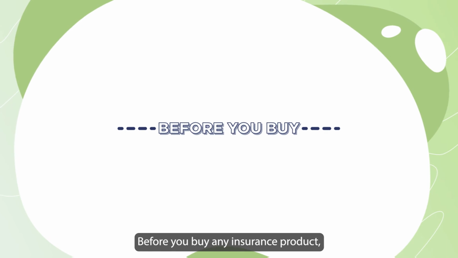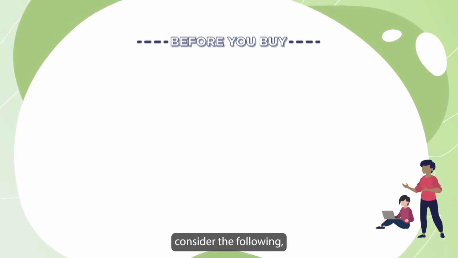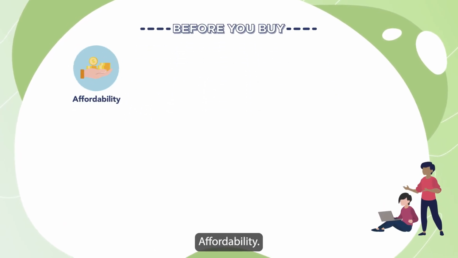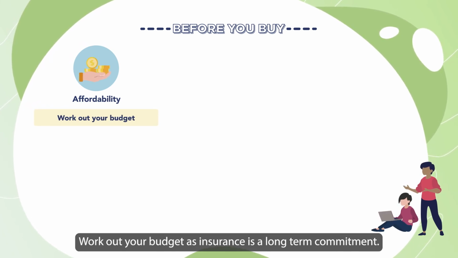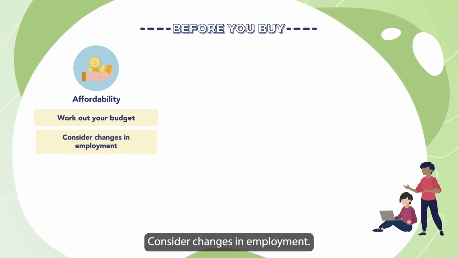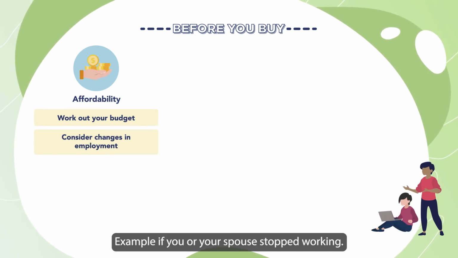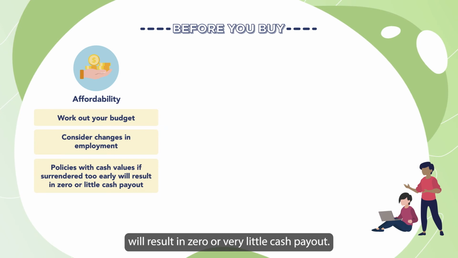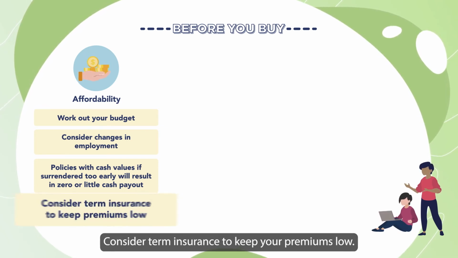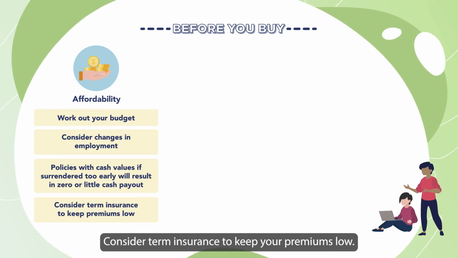Before you buy any insurance product, consider the following. Affordability. Work out your budget, as insurance is a long-term commitment. Consider changes in employment. Example, if you or your spouse stop working. Policies with cash values, if surrendered too early, will result in zero or very little cash payout. Consider term insurance to keep your premiums low.